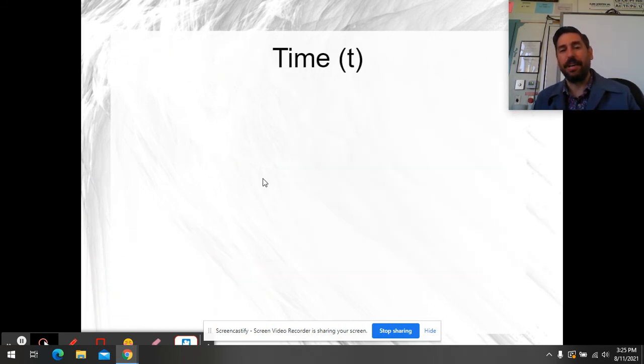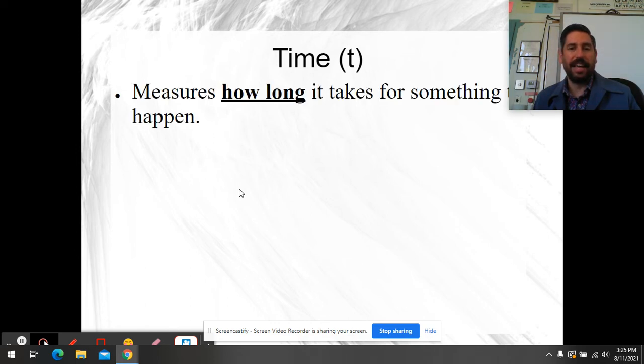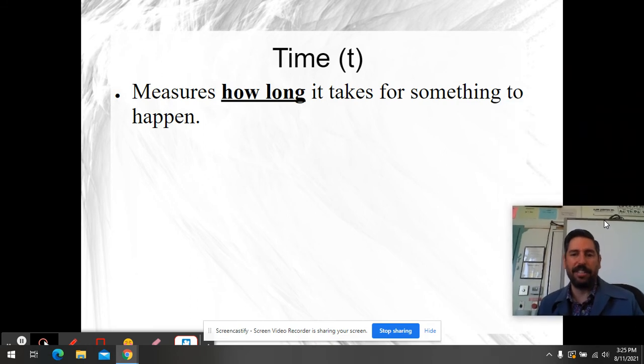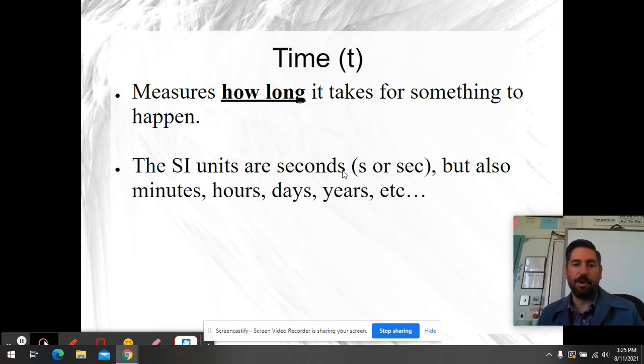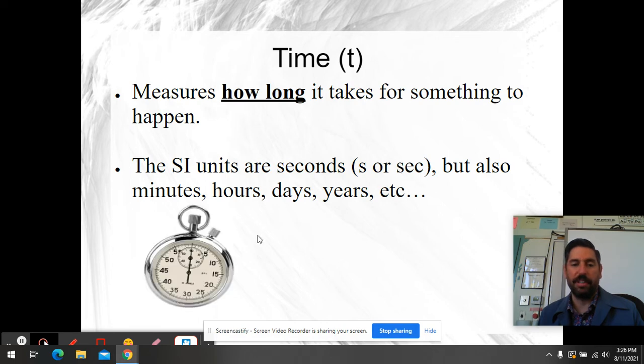Let's move on to time. Time, we're going to use the lowercase letter t, and time measures how long it takes for something to happen. And we're going to be measuring it in seconds. You will see it either written as an S. If I'm writing it on the board, I'll write SEC, just because sometimes my 5s look like S's and my S's look like 5s, and I don't want you to get mixed up between them. So you'll either see it as an S if it's typed, or if it's written, sometimes I'll write it out just to make it more clear. And you guys know what we measure time with.